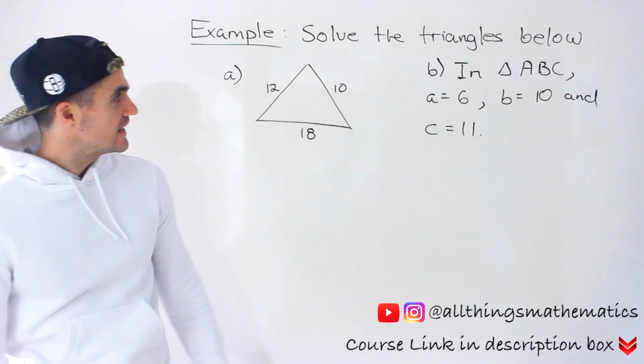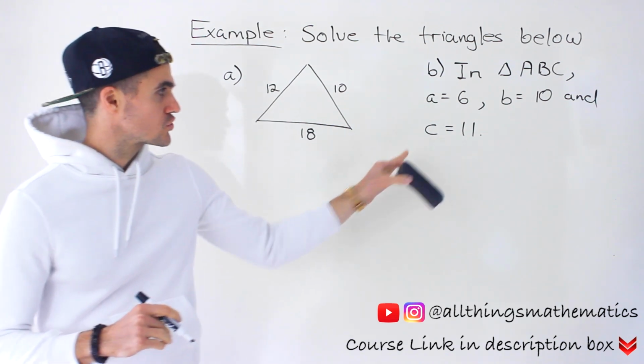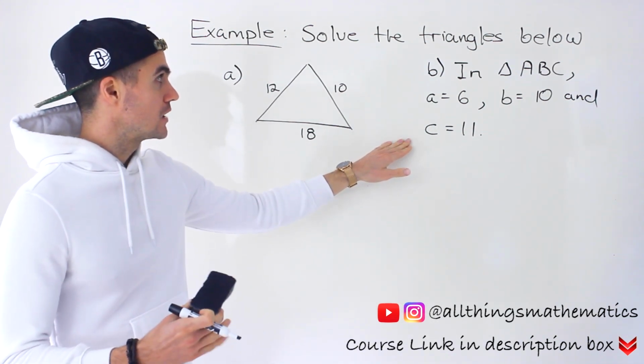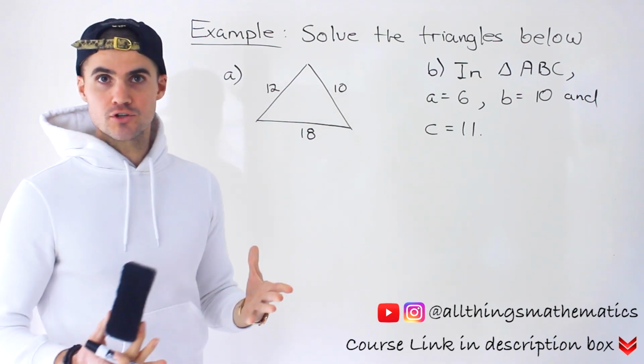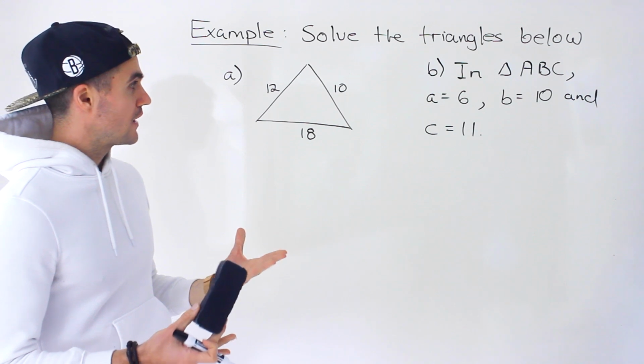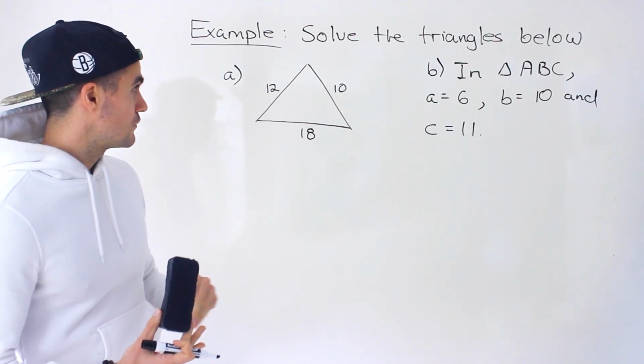Moving on to the next example dealing with trigonometry. What we have to do is take each of these triangles, just two triangles, one is drawn out, this one is described in words, and we have to solve the triangles. And what solving the triangles means is we have to find all of the parameters for the triangle. So all of the sides, all of the angles.